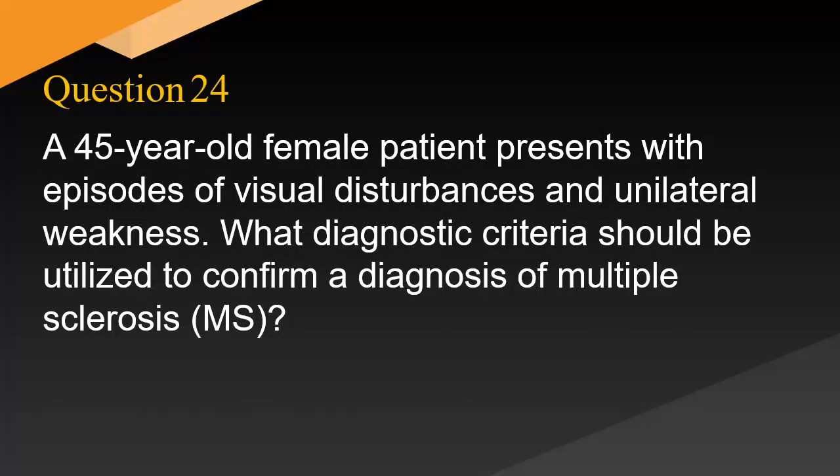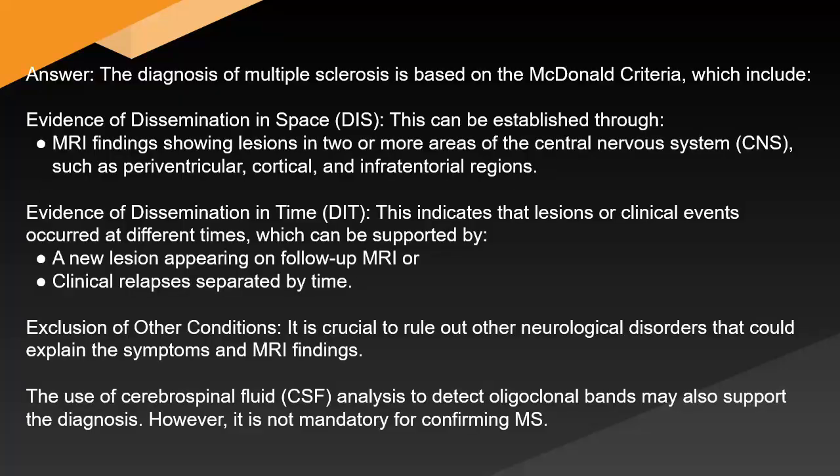A 45-year-old female patient presents with episodes of visual disturbances and unilateral weakness. What diagnostic criteria should be utilized to confirm a diagnosis of multiple sclerosis (MS)? Answer: the diagnosis of multiple sclerosis is based on the McDonald criteria, which include evidence of dissemination in space (DIS). This can be established through MRI findings showing lesions in 2 or more areas of the central nervous system (CNS), such as periventricular, cortical, and infratentorial regions.